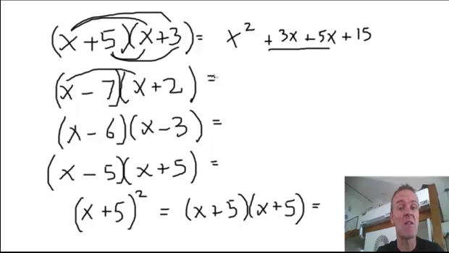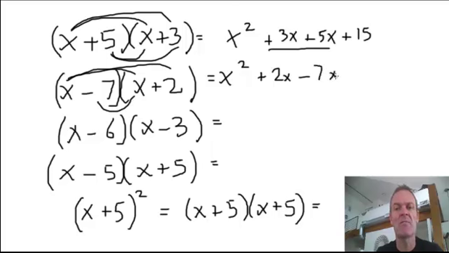Again, x times x is x squared. X times positive 2 is positive 2x. Now be careful for this one. Negative 7 times x is negative 7x. Just get this sorted out. And finally, negative 7 times positive 2 is negative 14.